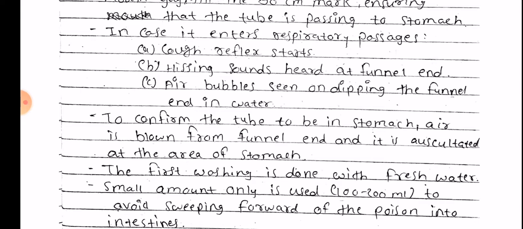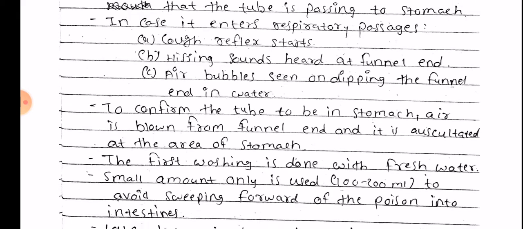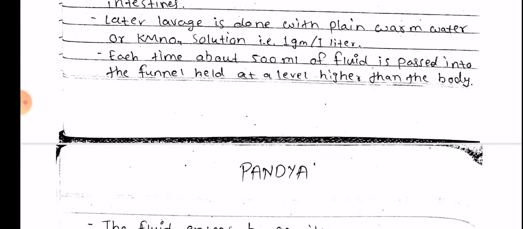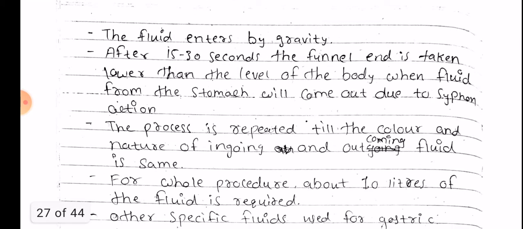The first washing is done with fresh water, small amount only used, 200 to 300 ml, to avoid sweeping forward of the poison into the intestines. Later, lavage is done with plain warm water or KMnO4 solution, that is 1 gram per 1 liter of water. Each time about 500 ml of fluid is passed into the funnel head at a level higher than the body. The fluid enters by gravity.